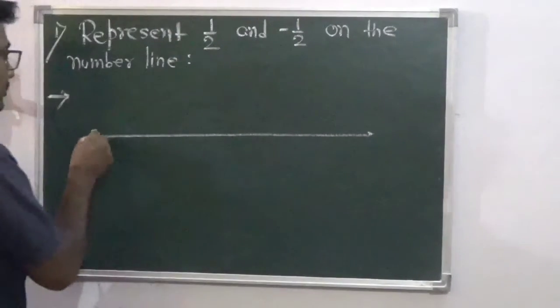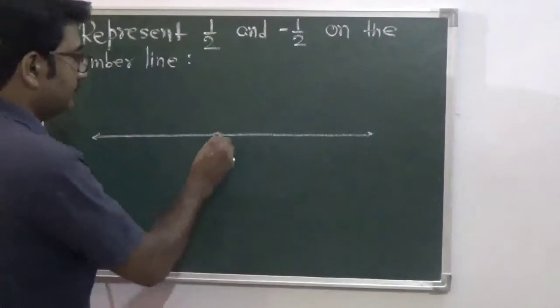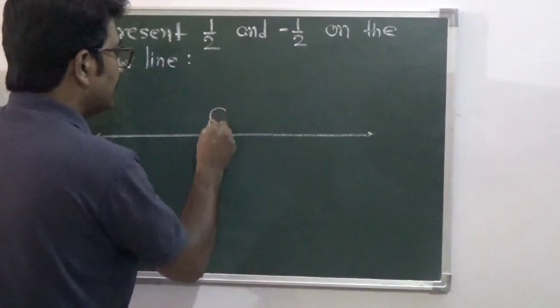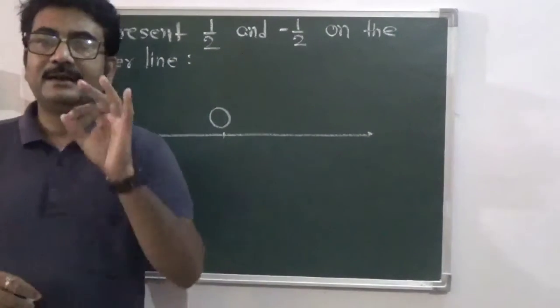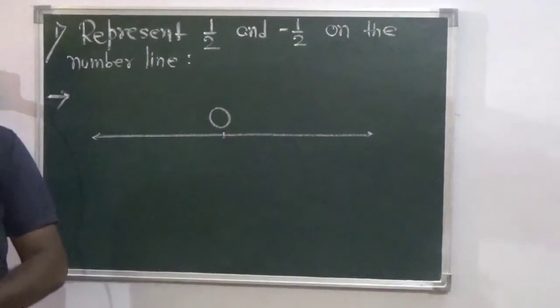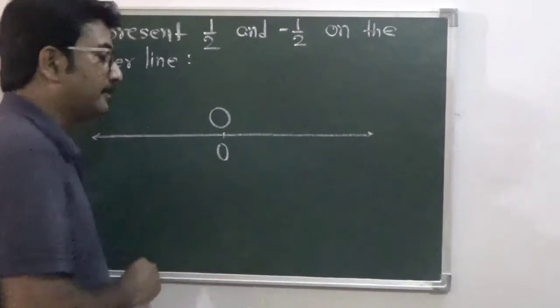So this line is drawn. Then mark a point O on it. So let us take the point O on it. Okay. Now let the point O represent 0. This point O represents 0.